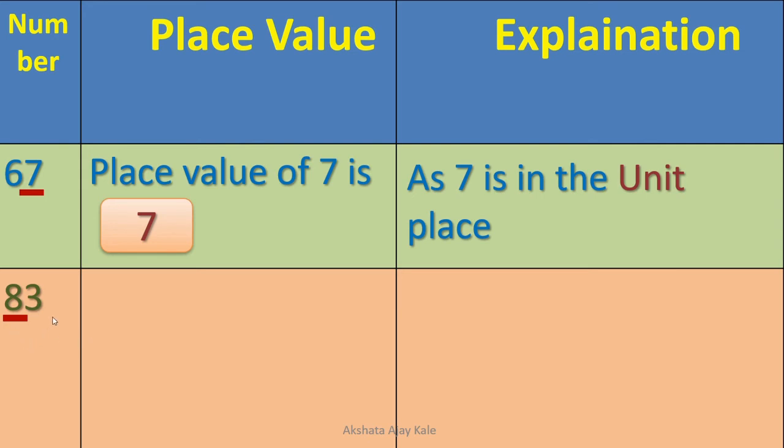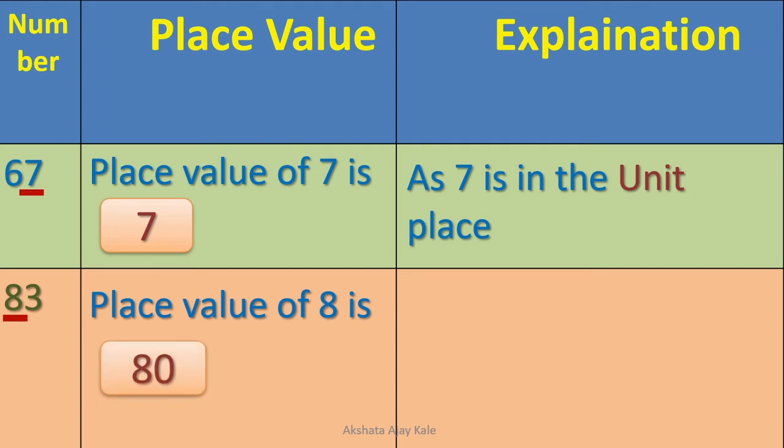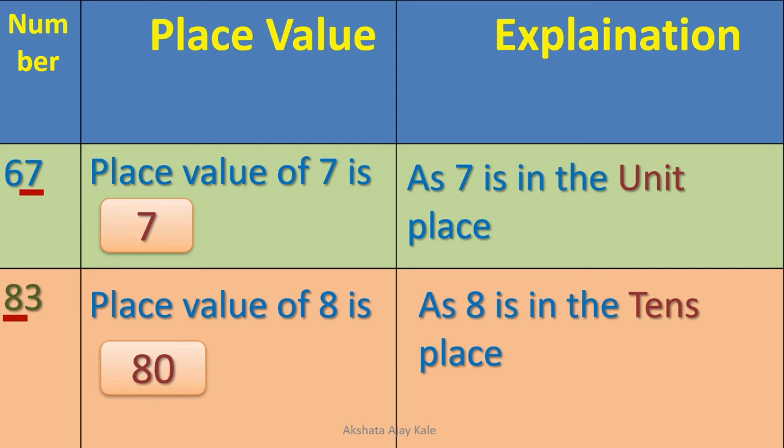Next, 83. 8 has underline. So we will write here the place value of 8 is how much? You know now what is the place value of 8? Very good. 80. Right? Why? Give the explanation. We will write here as 8 is in the tens place. So we have multiplied 8 by 10. So we got the place value 80. Isn't it?